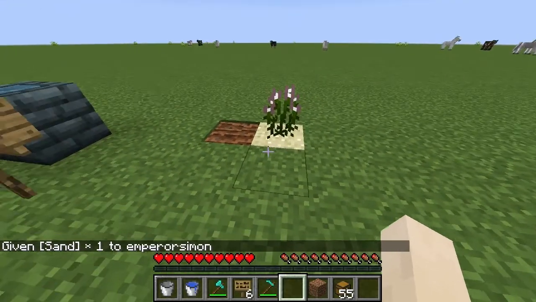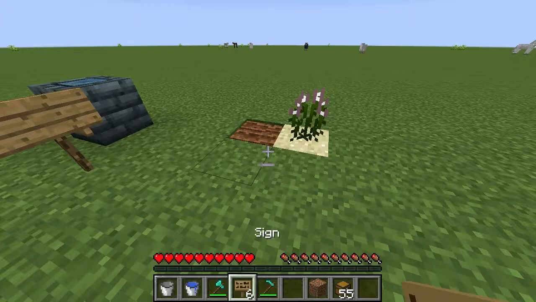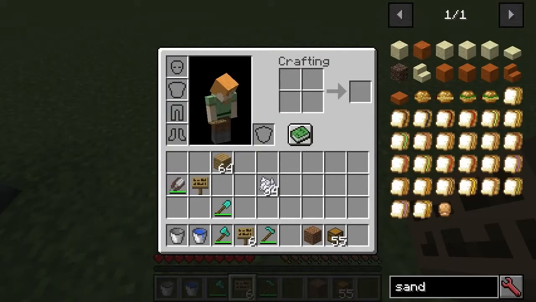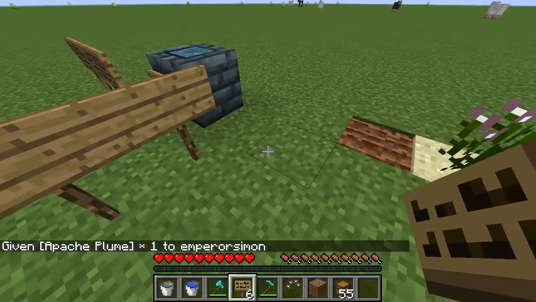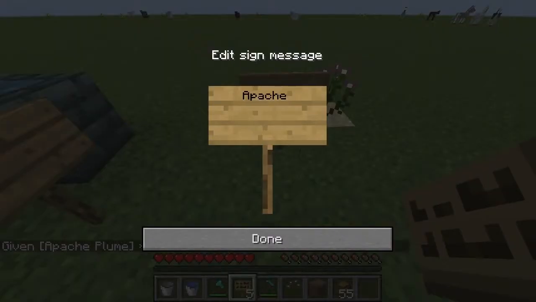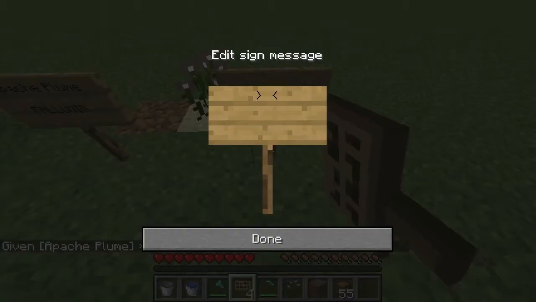So the Apache plume. I don't believe I can do much with this, so there's no point having a chest or anything like that. So we can put the Apache plume, and the genus here is Fallugia. Okay, so it's got very thready stamens and pistils. That's obviously the male and female. That's kind of useful, that's why I put it in there.